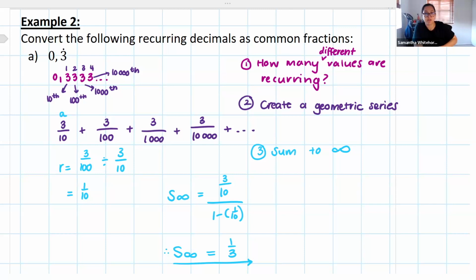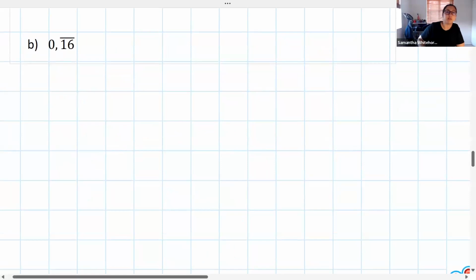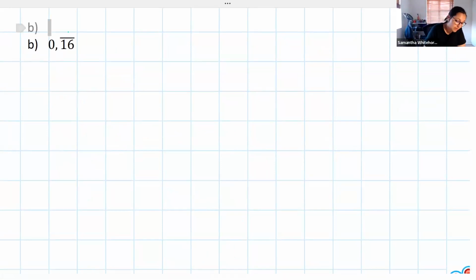Right, but let's have a look at the next one. So the next one is now where we have 2 recurring values. So we've got 0,16 recurring. I've just put it like this so that you can see that this line means recurring. So we could have written it as 0,16 with 2 dots on top of the 1 and the 6. The line on top is not a common one that's used, but it can be used. So just so that you know, it does also mean recurring.